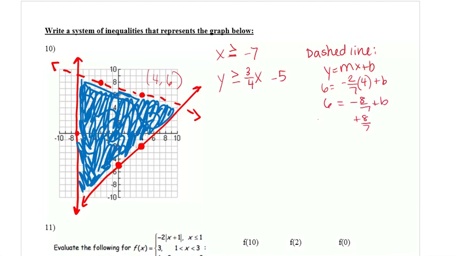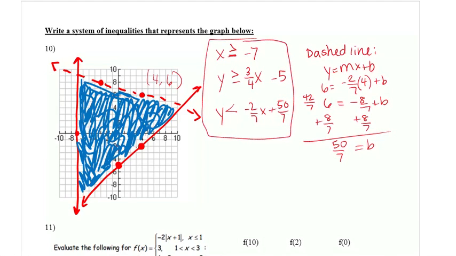I would add 8/7 to both sides. But 6 would really be 42/7. So I figured out that my b is 50/7. So my equation would be y equals negative 2/7x plus 50/7. So that would be the equation. But now let's see what inequality symbol I need. It's things that are less than it, it's below it, so it's going to be a less than. And since it's a dashed line, it's no equal to, so that is our final answer.